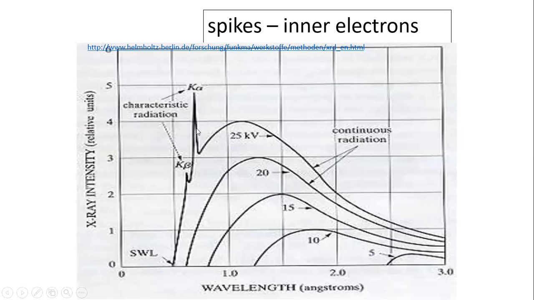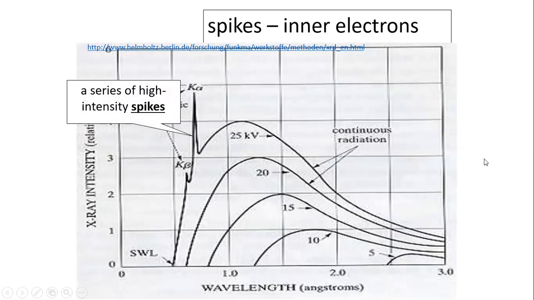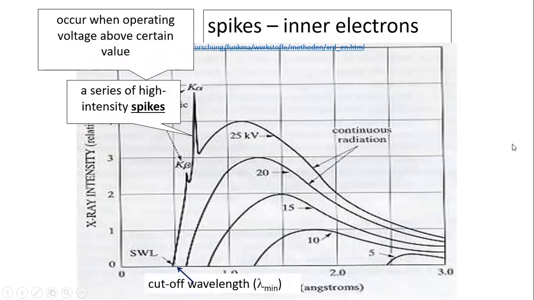Only at a certain voltage will you see the spike. At lower voltage, you won't see the spike. It also depends on the material. It occurs when the operating voltage is above a certain value. So for this particular target, above 20, then you can see the spike there.